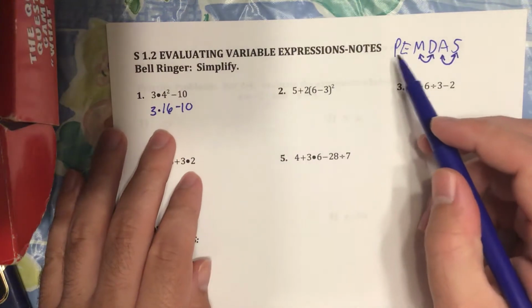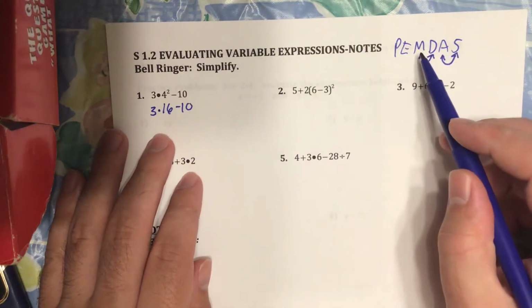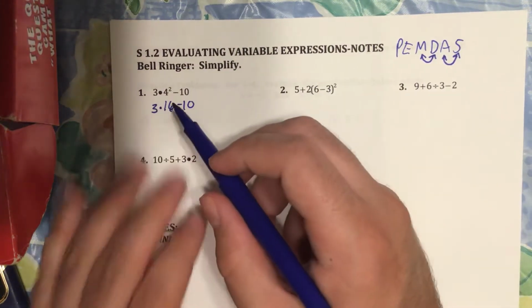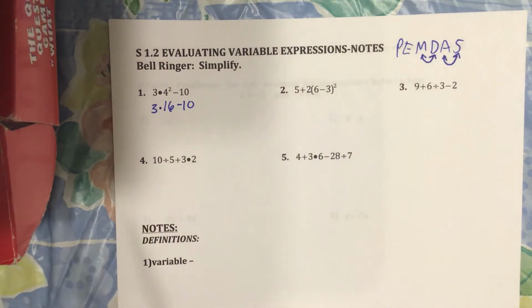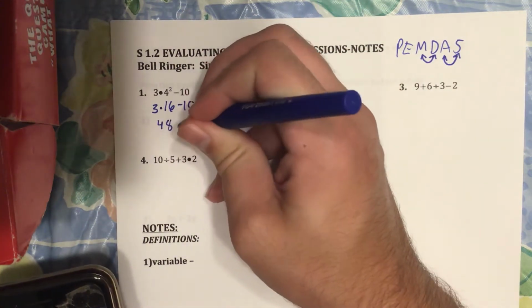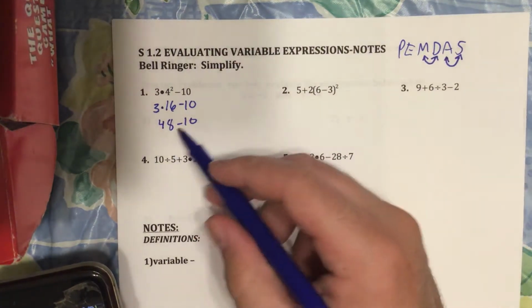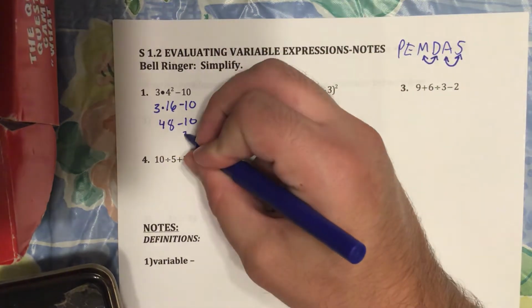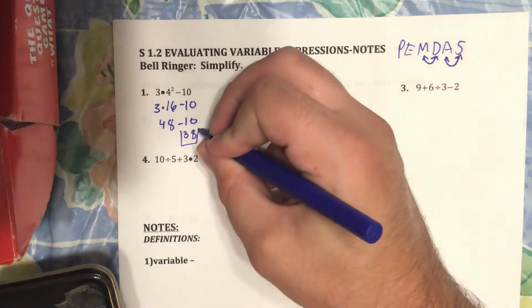So we've taken care of parentheses, no more exponents. We do now have multiplying, so 3 times 16. I'm going to plug that into my calculator real quick. 3 times 16, that is 48, minus 10. And then do the subtraction to get 38 as the final answer.